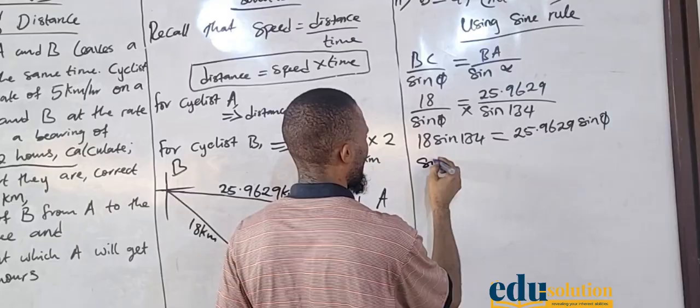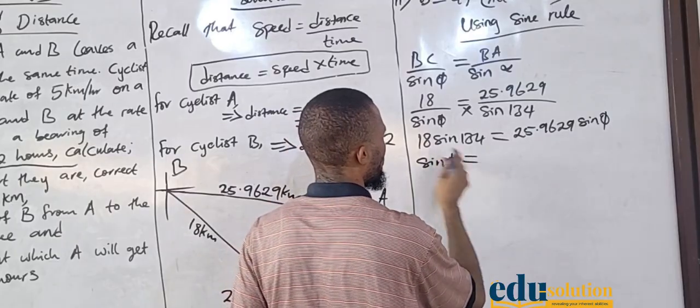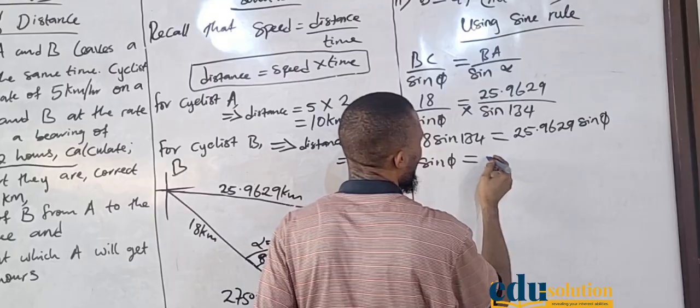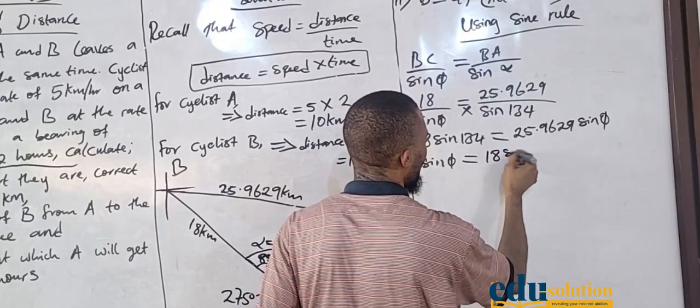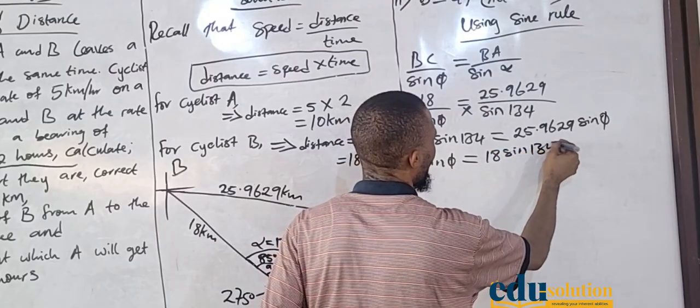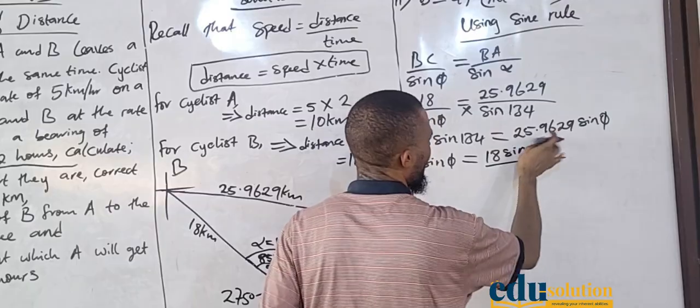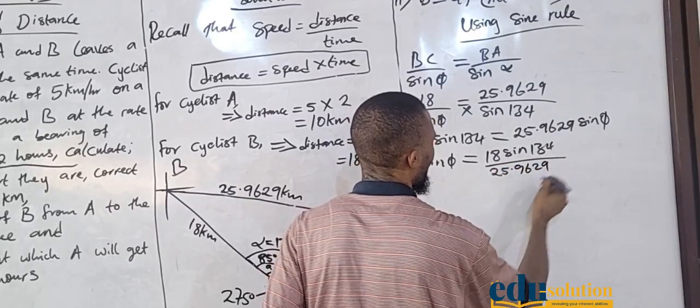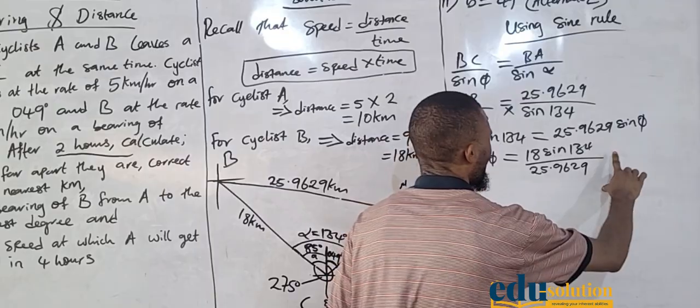So from here we make sine phi the subject of the formula. First we have sine phi is equal to this one. I'm dividing both sides now by the coefficient of sine phi, which is 25.9629, so we have 18 sine 134 over 25.9629.